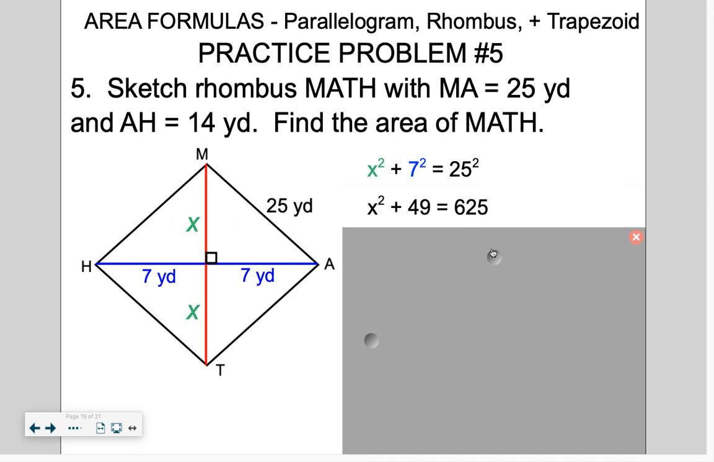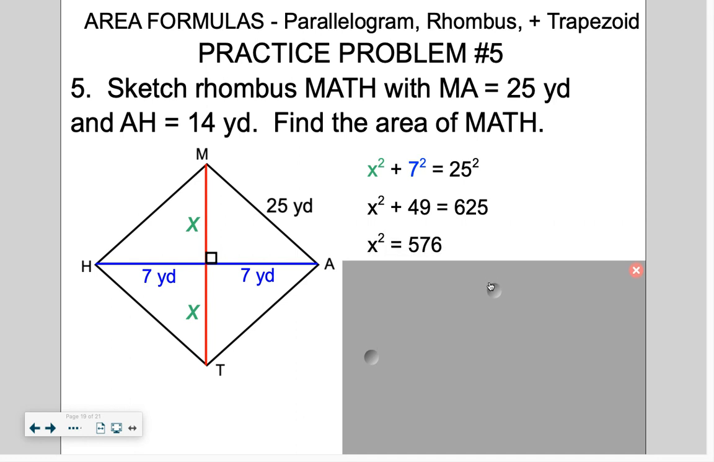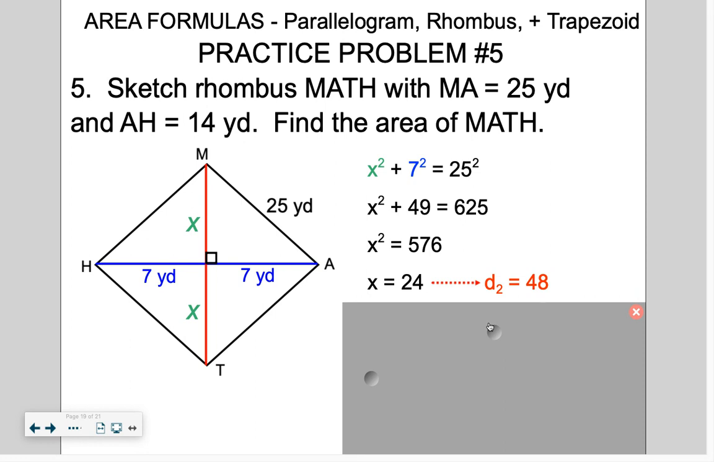We work this out. 7 squared is 49, 25 squared is 625. You'd subtract 49 from both sides, leaving you with x squared equals 576, and I feel like we just saw that number. We did. The square root of 576 is 24. Now, please note, 24 is not the diagonal. 24 was just the x, which was half the diagonal. So the entire diagonal from M to T is going to have to be double that, or 2 of those, meaning diagonal 2 is actually 48 units long, or in this case, 48 yards long.